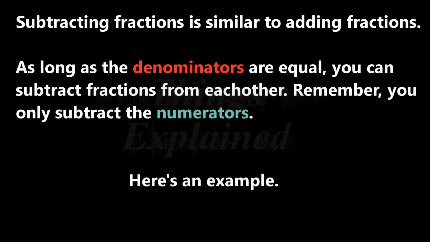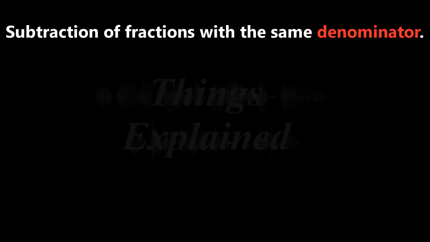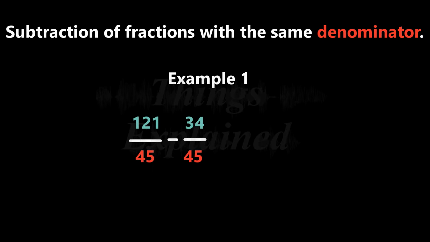Here's an example of subtraction of fractions with the same denominator. Example 1. 121 over 45 minus 34 over 45. When subtracting fractions, we apply the same rules as when adding fractions. Are the denominators the same? Check. Now, proceed with subtraction, but only subtract the numerators. The answer is 87 over 45.